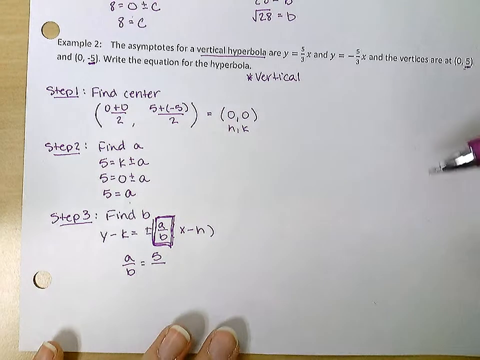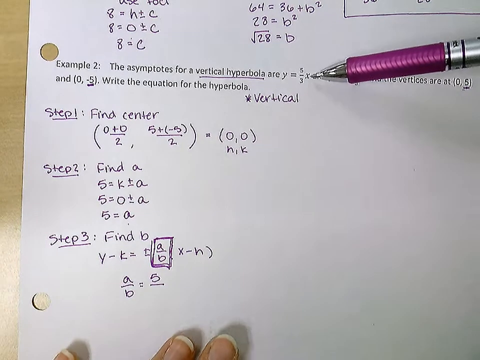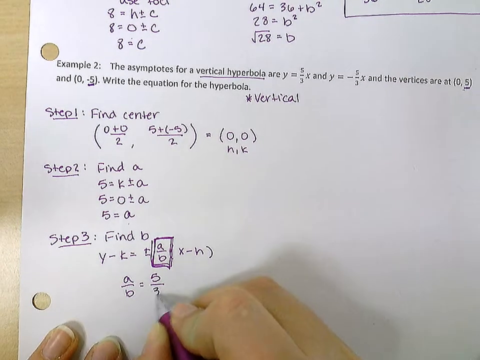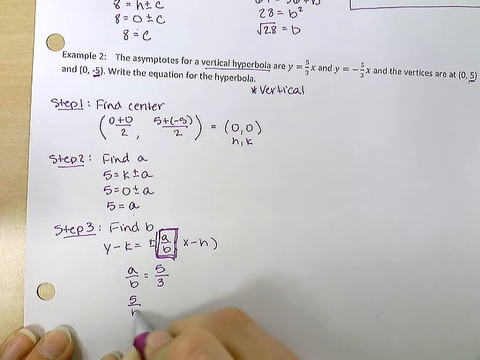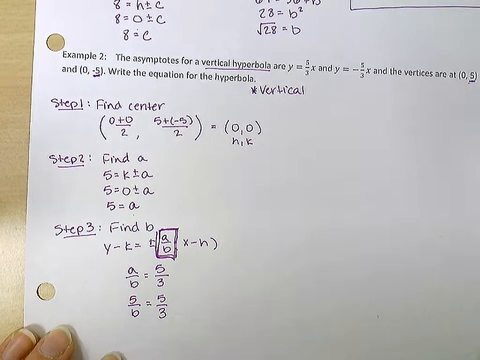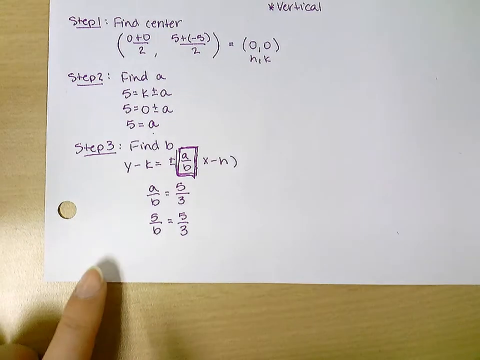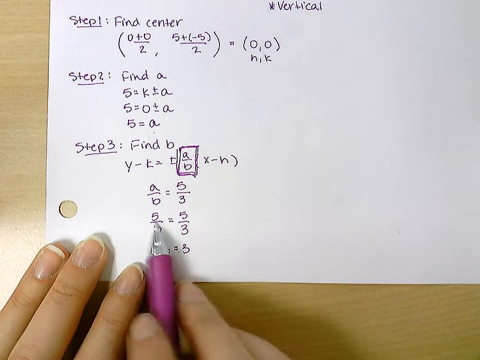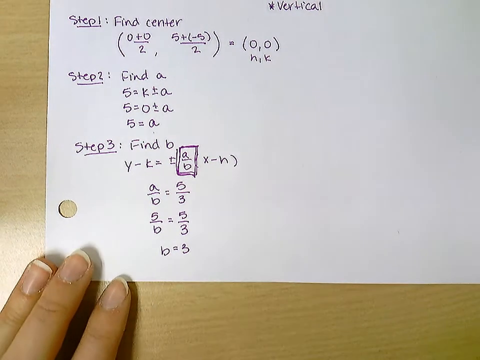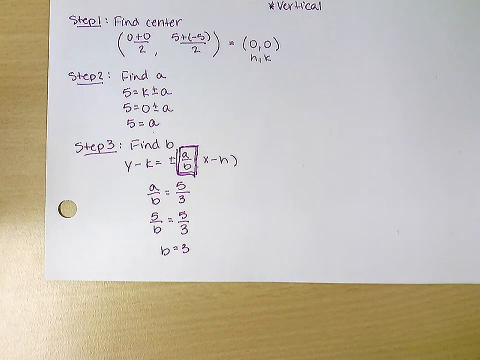Okay, so since this is 5, and my slope up here is 5/3, I can replace a with 5. So I have 5 over b equals 5/3. So what would b have to be? 3. Because I have my 5's equal in the numerator here, so my denominators also have to be equal. Otherwise, again, like we did yesterday, you can cross multiply if you don't notice that right away. Okay, so b does have to equal 3 there.